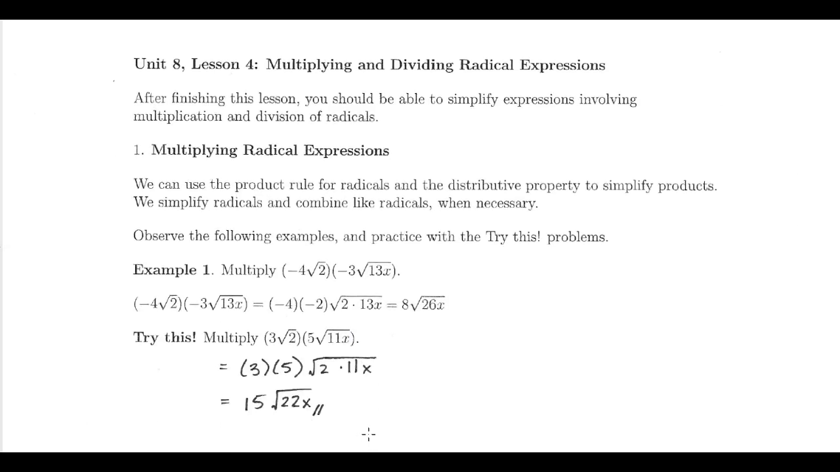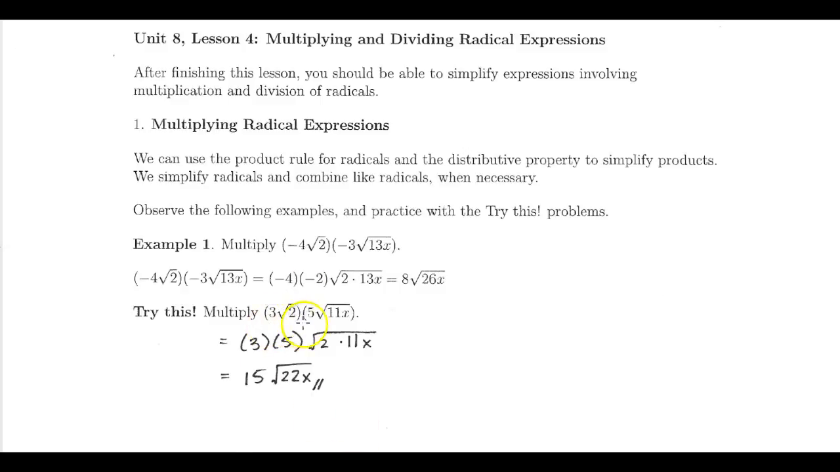So here we're multiplying 3 root 2 times 5 root 11x. So we can multiply the coefficients, 3 times 5, and then we can use the product rule to write square root of 2 times square root of 11x is square root of 2 times 11x. And we'll have 15 times the square root of 22x.